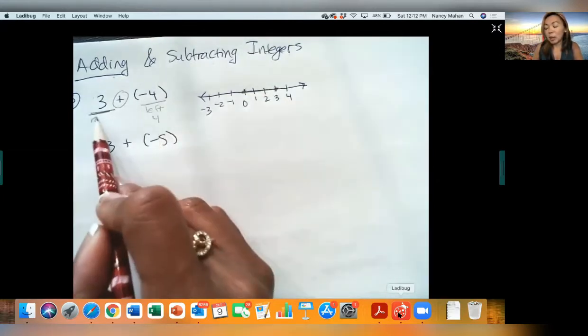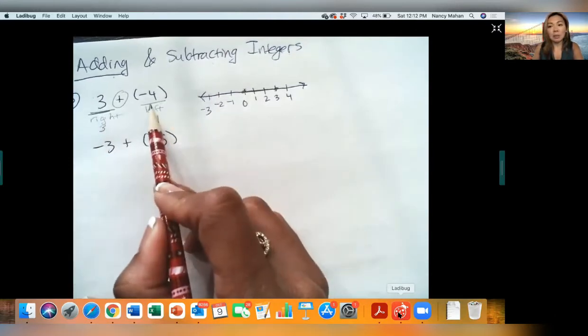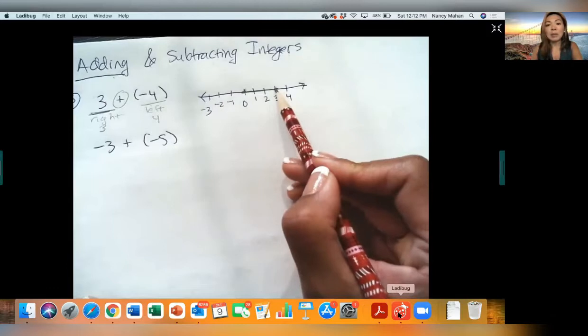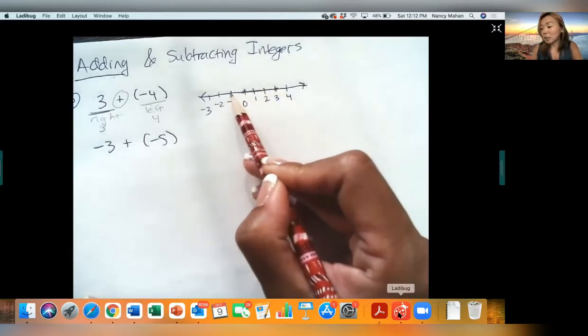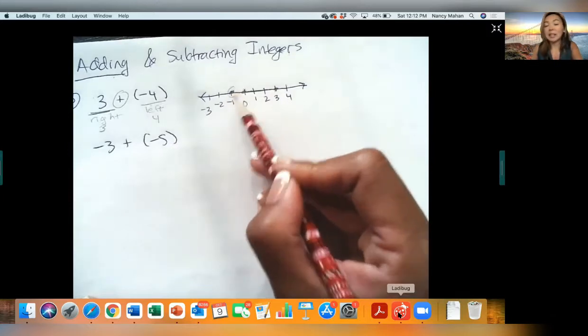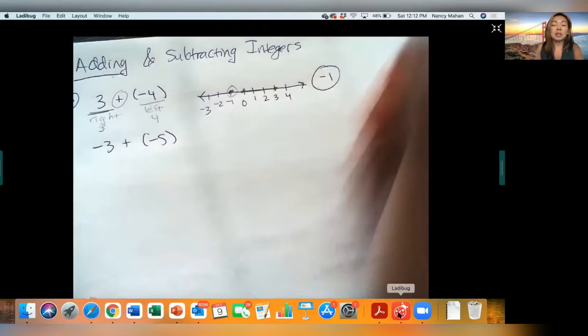Here I move to the right 3 spaces. And here, because it's negative, I'm moving to the left. So from 3, I'm going to move to the left 1, 2, 3, 4 spaces. Therefore, I end up at -1. So my answer here is -1.